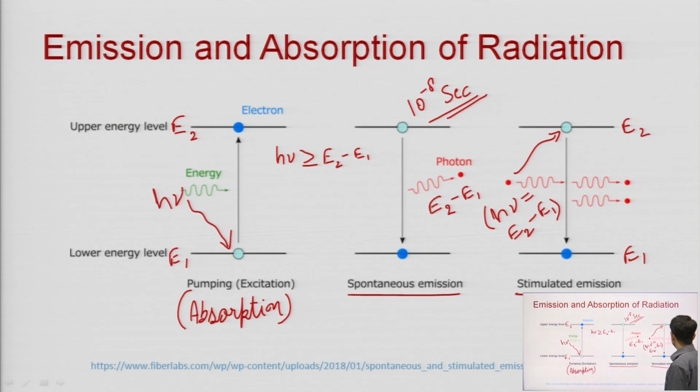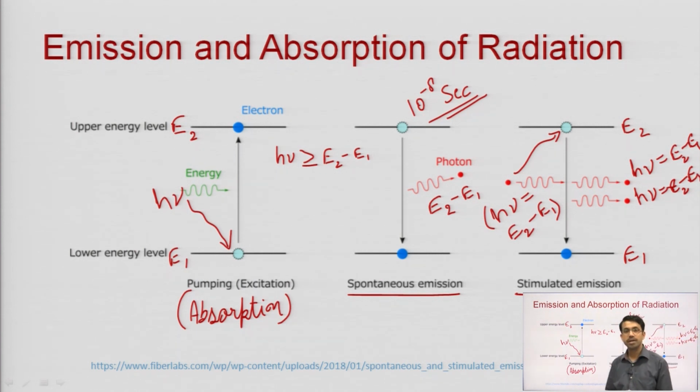and it will emit 2 photons. How many? 2 photons, and the energy of each of these photons is exactly equal to h nu, that is E2 minus E1, the energy of the incoming photon. Okay. So, from one photon of energy h nu, we are getting 2 photons of energy h nu.